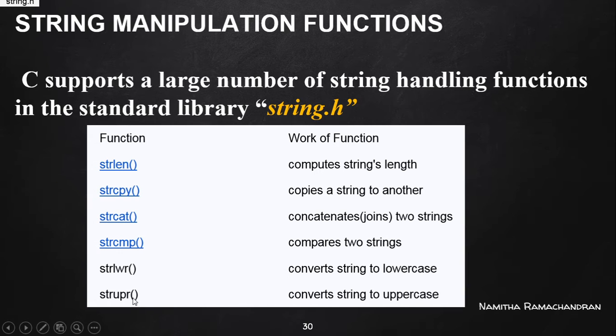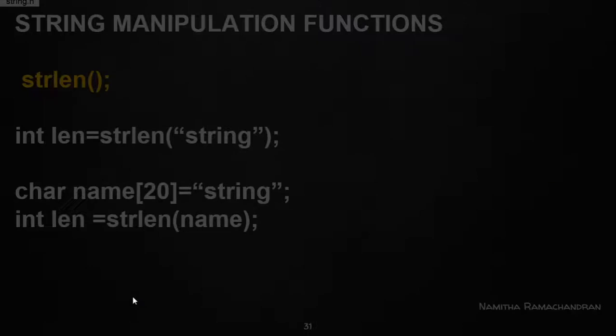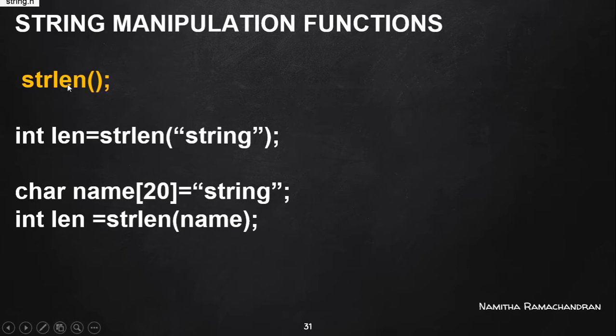Now we can consider them one after another in detail. First of all, the strlen function. This strlen function returns an integer value, and that integer value indicates the length of the given string. So we need to declare one integer variable in which we can store the returned string length by applying this strlen function. strlen of a given string returns an integer value equal to the string length.